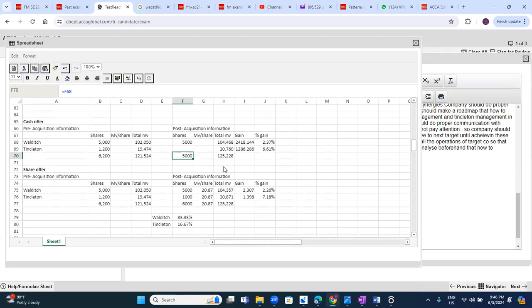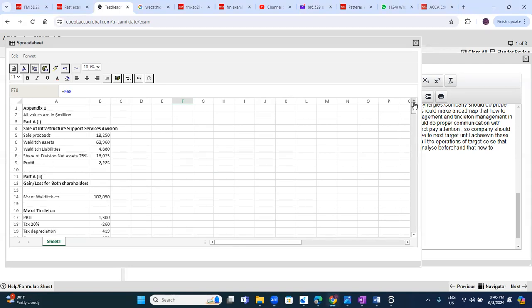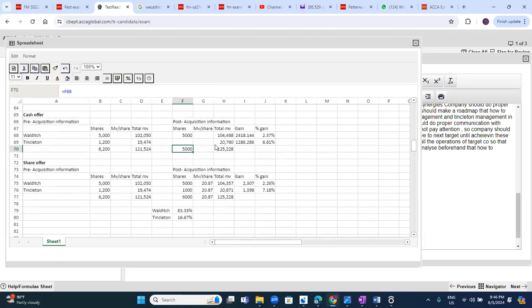And the company has sold the division for 18,250 million. But you need to finance 20,760. So you need to borrow the remaining. The company has sold the division for 18,250 million, and the company needs 20,760. So the remaining amount the company needs to borrow from the market.